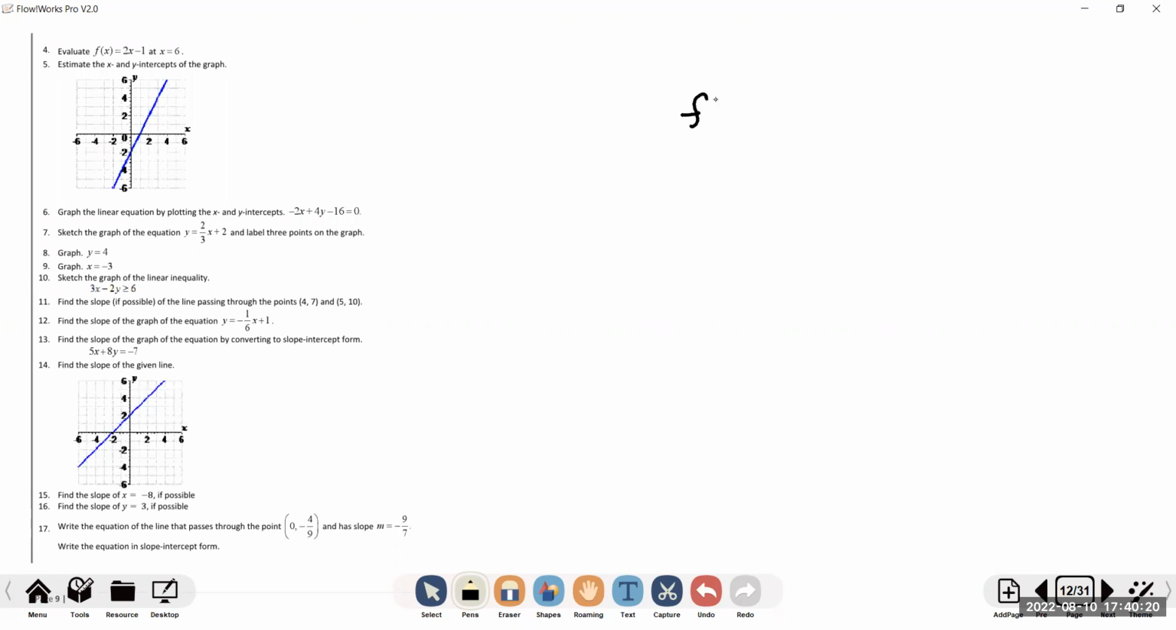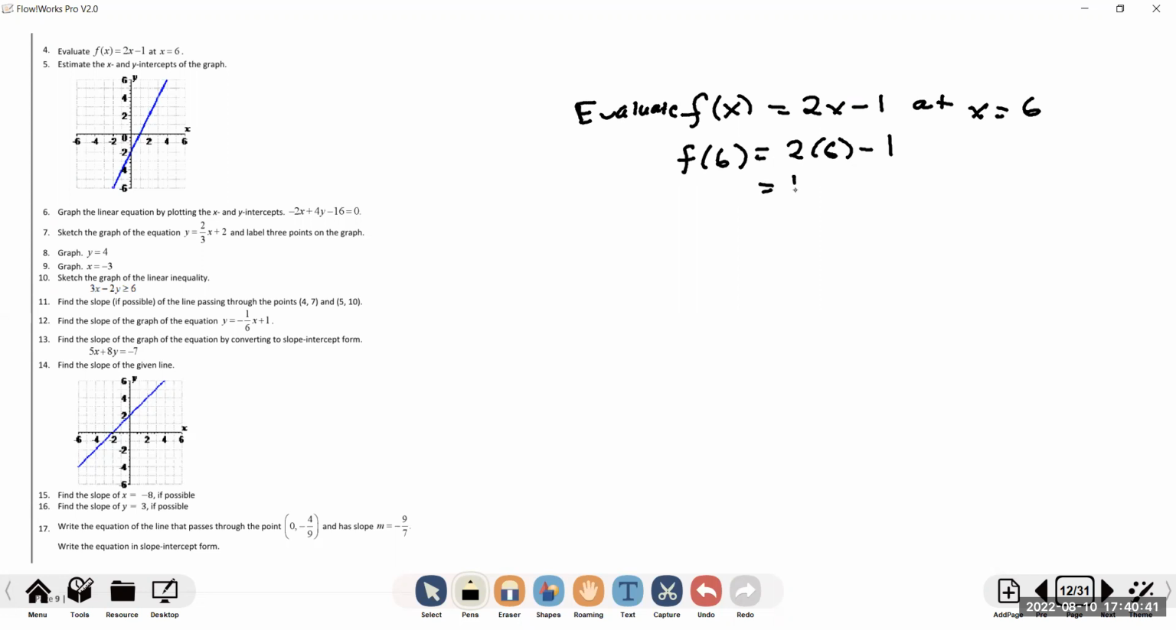Find the value of f of x. This is function notation. It was 2x minus 1 at x equals 6. So f of 6 is going to be 2 times 6 minus 1. It's going to be 12 minus 1. f of 6 is going to be 11, which means that there's an ordered pair on the graph (6, 11).